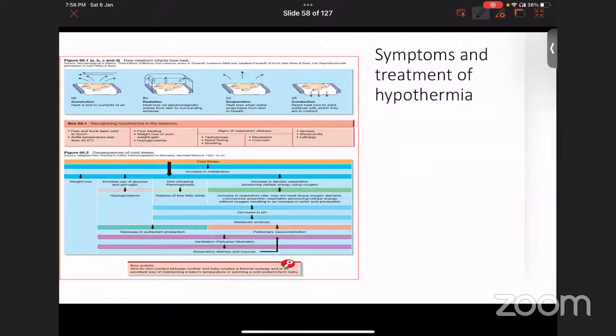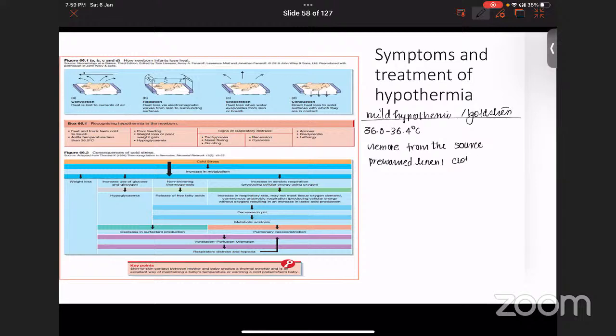What is the treatment? For mild hypothermia, which is cold stress, the temperature is about 36.0 to 36.4 degrees Celsius. Remove from the source. Very important. Remove from the source. Use pre-warmed linen or clothe the child. Skin to skin contact or radiant warmer.